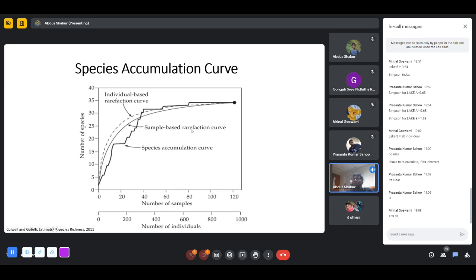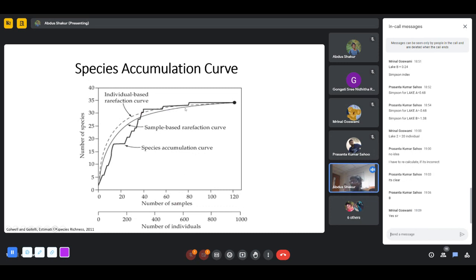Okay. These are especially important in understanding whether you have sampled all the species in an area. Let's say, for example, you went early in the morning to watch birds. You got 20 individuals here, and then you got a number of species. If you plot it, you're still here. You miss another 15 species that you could have gotten. So you had to increase the number of samples to capture that.